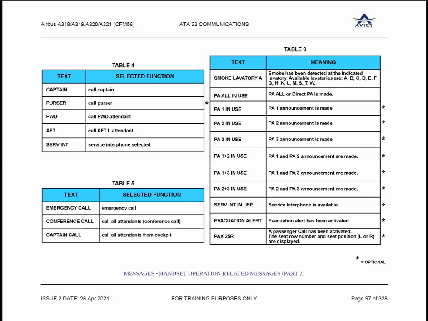So a call by a cabin or cockpit interphone will come on the pink indicator. Blue indicates passenger call. Amber will be laboratory call. Very short description, nothing more than that.